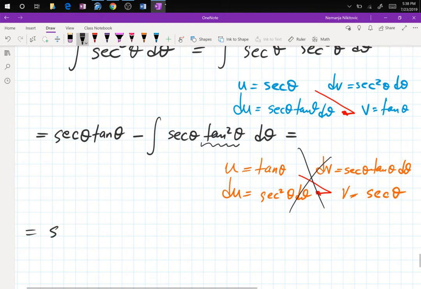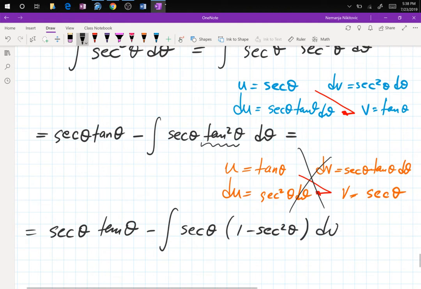Let's see. So secant theta, tangent theta, minus. And now I have secant theta. And instead of tangent squared, what do I have? Tangent squared is secant squared minus 1, right? Not good. Not good again. You see that? Because the minus from here and the minus from here will create secant cubed and will work again. Beautiful.